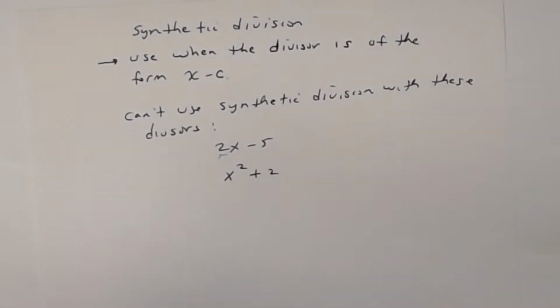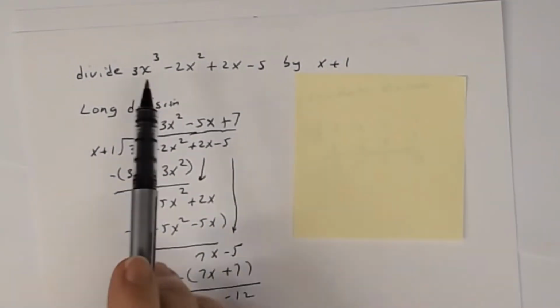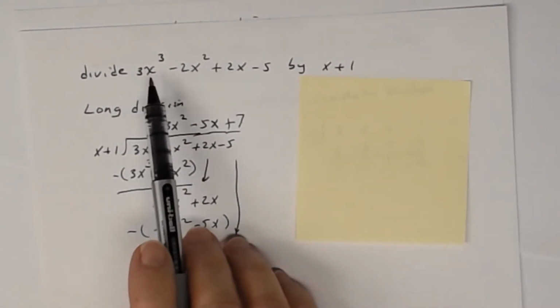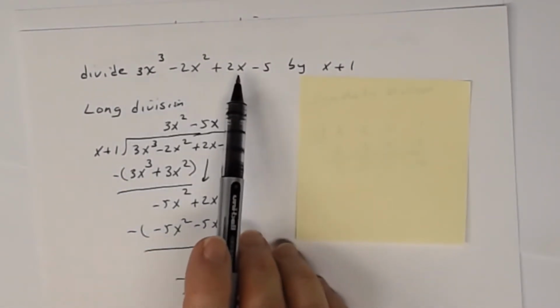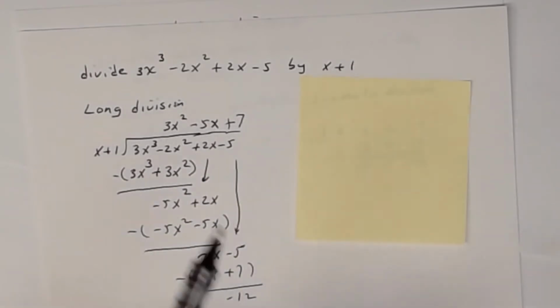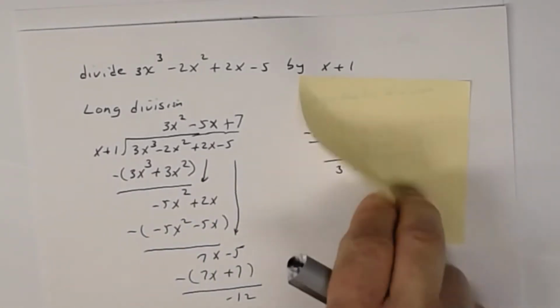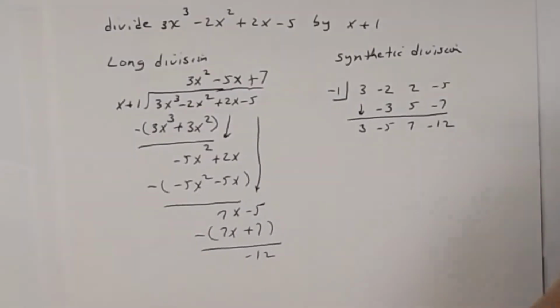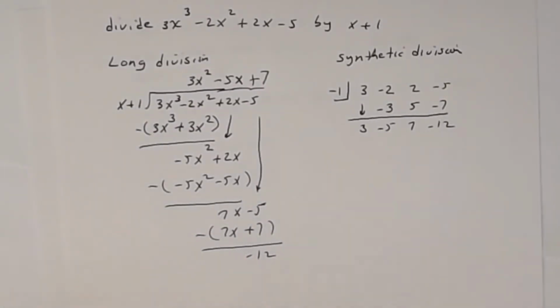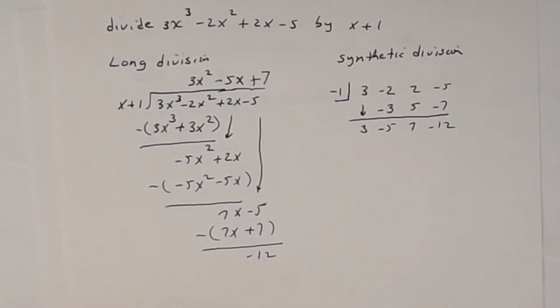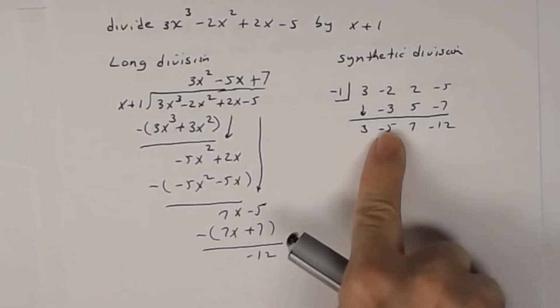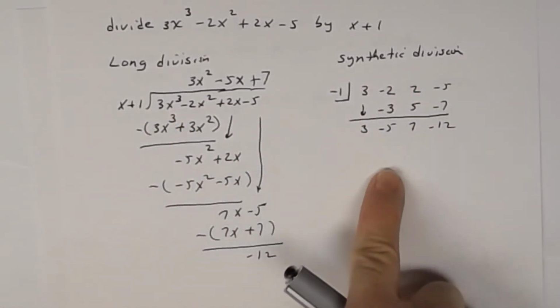So let's look at the example we used just now. Let's go ahead and do this example. We can divide 3x cubed minus 2x squared plus 2x minus 5 by x plus 1. As we go through this process, I just want to show you what it's going to look like. It's going to look like this. This is synthetic division. Notice all this work, we can just use synthetic division, and this is all we have.